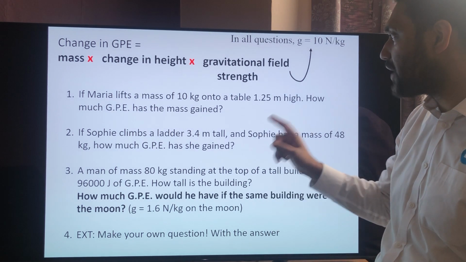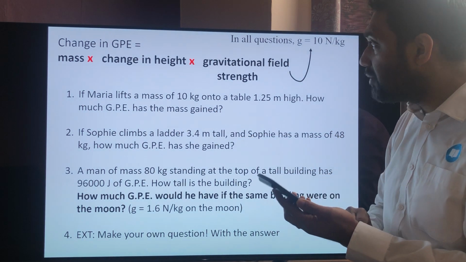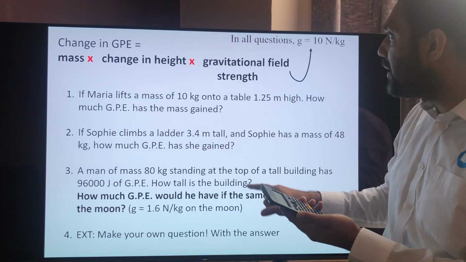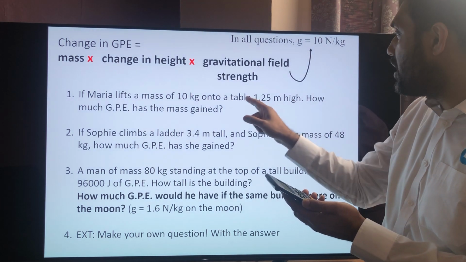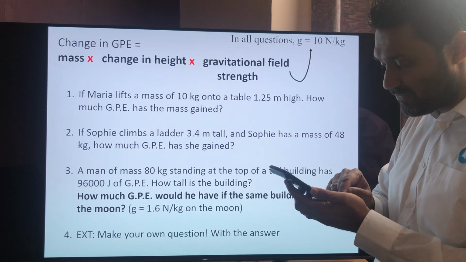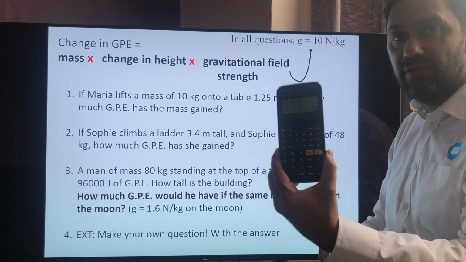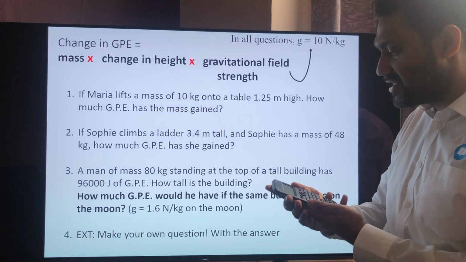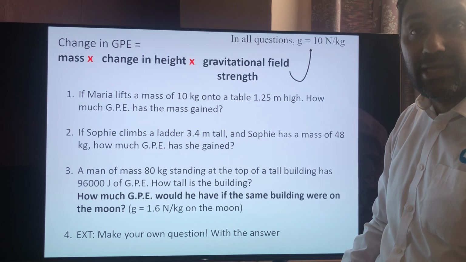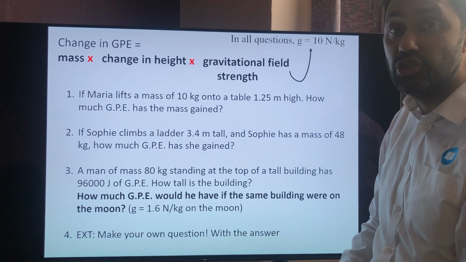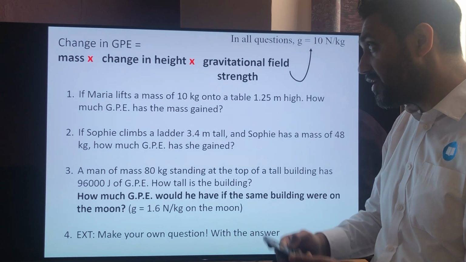GPE equals mgh. So the mass is 10. I'm going to times it by g, which is 10, so 10 times 10 is 100. Then I'm going to times it by the height, 1.25. 100 times 1.25 gives you 125. Well, 125 what? GPE is gravitational potential energy, so it's going to be in joules. So you've got 125 joules of energy.